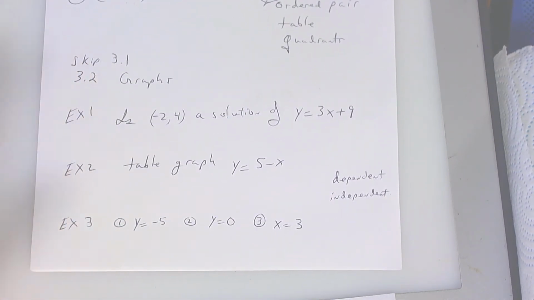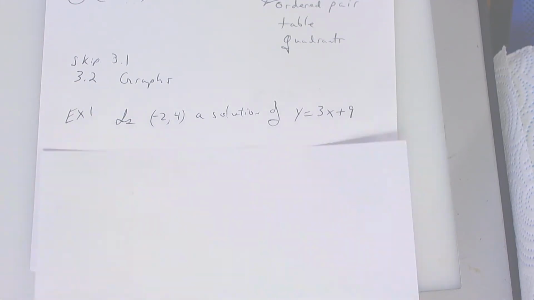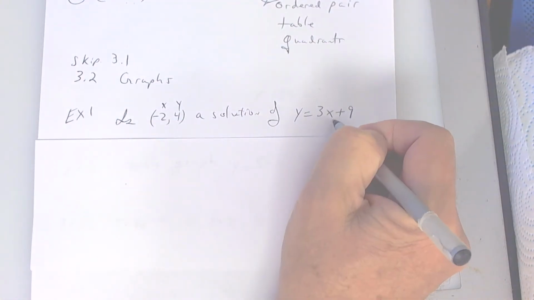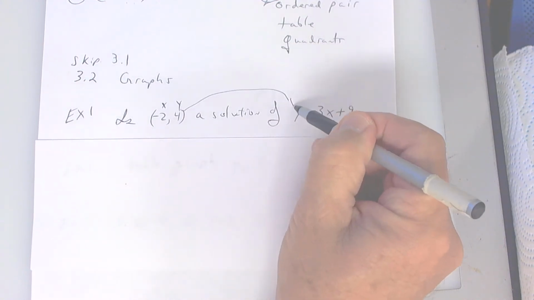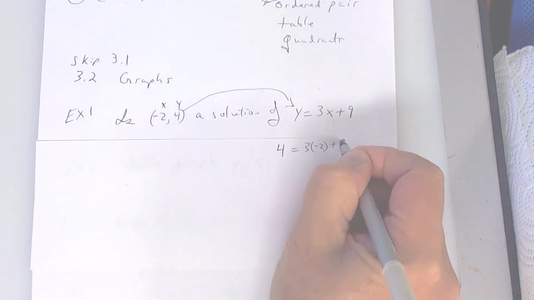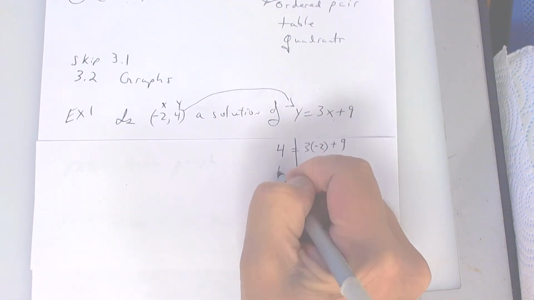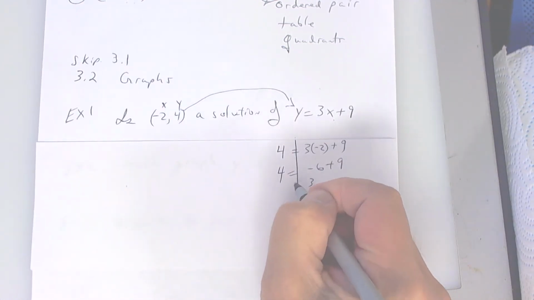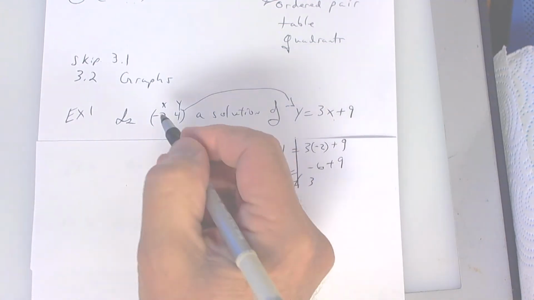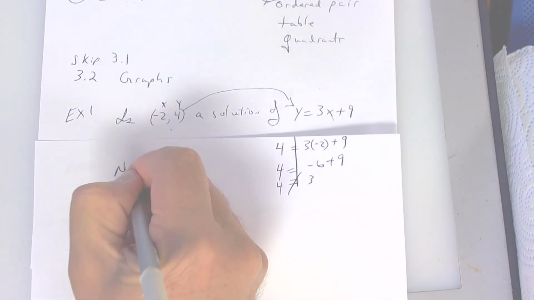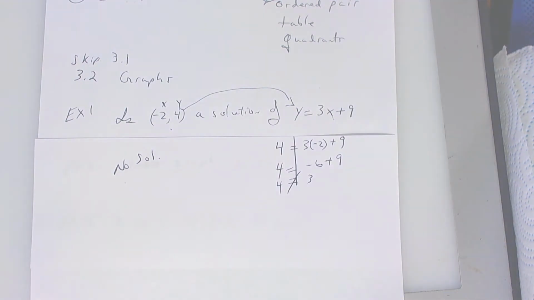On a new sheet of paper, copy this down. We're going to skip 3.1. Number 1, example 1, is it a solution? Well, in order to be a solution, it has to be on this line. So what you do is you plug in your y, which is 4, and then you plug in your x, which is negative 2, and you see if this side is the same as that one. This gives you a negative 6. This gives you 3. 3 is not equal to 4, so this point is not on that line. Therefore, it's not a solution. No solution. Let's take a look at the graph.